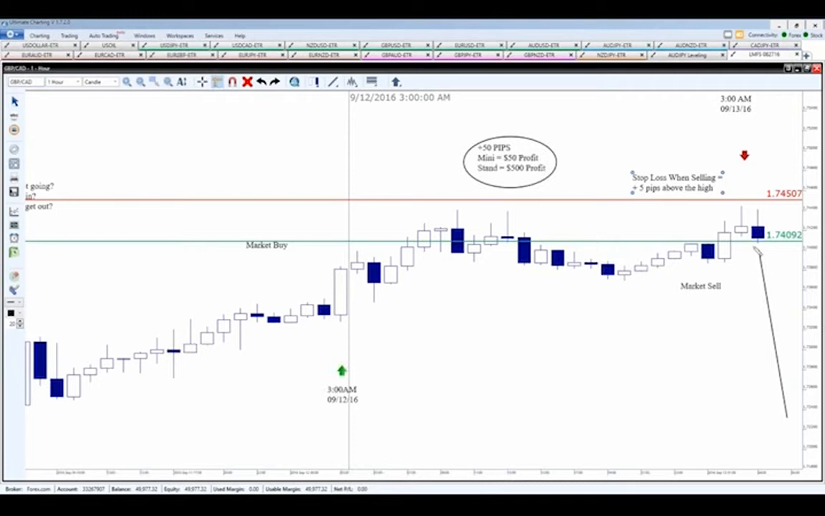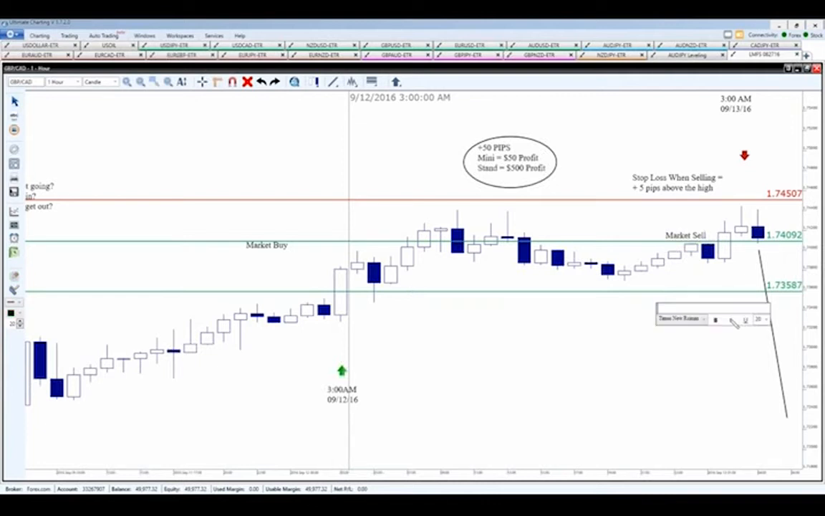So here we go. There's our stop loss when selling, 5 pips above the high. Now, once again, our target is a 1-to-1 risk ratio. So in this case, we'd be risking 42 pips, but our minimum is 50. So we come in here, and where's our 50? Right about there. So 73.58. Right there. We have market sell.